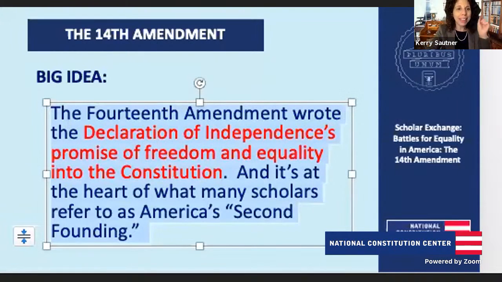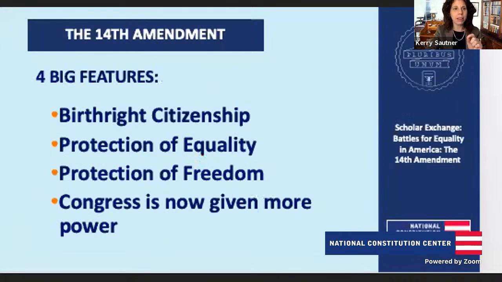It's spelling out in our legal document what are the bases of who is a citizen. So pushing back on Dred Scott, what does equality mean? What does freedom mean? What does protection under the laws mean? And then giving Congress more power than it ever had before to do this, to say, here, Congress, you're in charge. You have a duty and a responsibility as well as a power to do it.